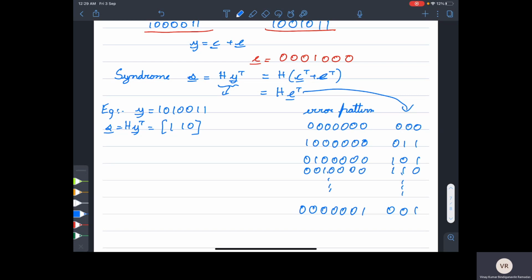So what this means is that, from this table that we have here, the error pattern that got added is this particular vector. This in turn says that the error occurred in the third bit, which is this particular bit here. So the actual code word that was sent was this. Hence you can correct a single bit error using this particular decoder.